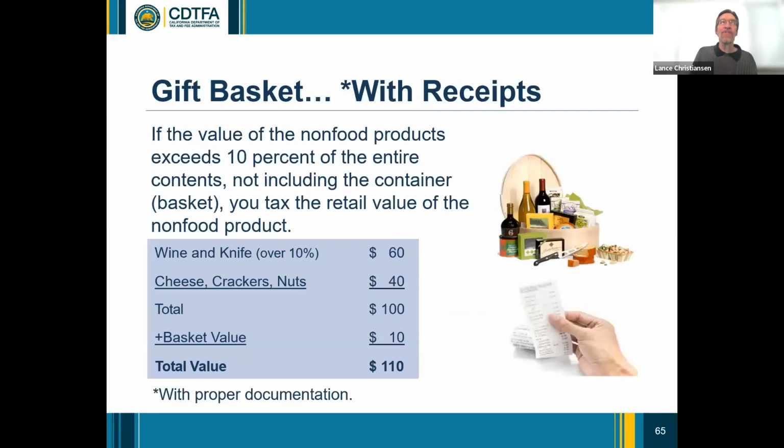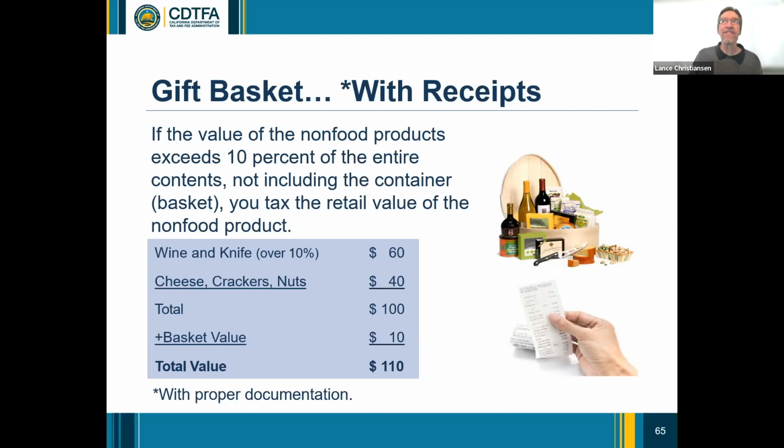So let's say you're putting this basket together, you know exactly how much everything cost. Here's a gift basket. We know the food itself isn't taxable, but we know the non-food products, which include wine and that knife that you see there, those are the only things that would be taxable there. So if the non-food products exceed 10% of the entire contents, not including the container, then you are just going to tax those. In this case, that whole value is worth $110, but you're only going to tax $60 because that's the only taxable item in there. The food wouldn't be taxable.